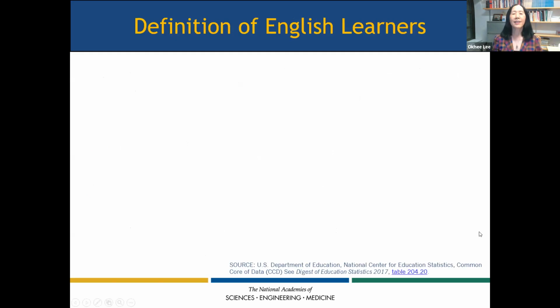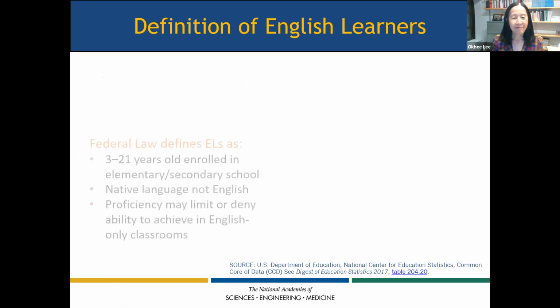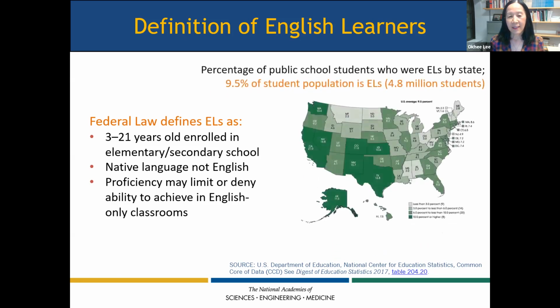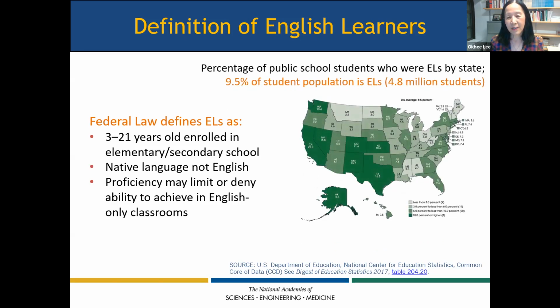All right, so definition of English learners, and I would like to say a couple of things because you may say, oh, I did not know. Federal law defines English learners as 3 to 12 years old, enrolled in elementary and secondary, native language is not English, proficiency may limit. And then right now there are 10% of English learners, and that's about 5 million students.